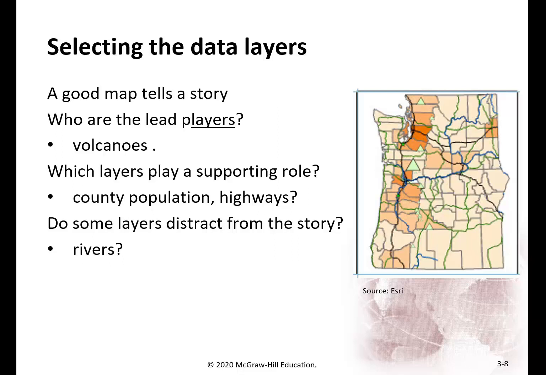Because a good map will tell a story, it's important to know who the quote-unquote key players are, what is the most important data that we are representing, what supporting data do we need in order to provide context for the map, and is there some data that is being displayed on the map that is unnecessary and potentially cluttering up our map, making it more confusing for our audience to understand the purpose and data of our map.